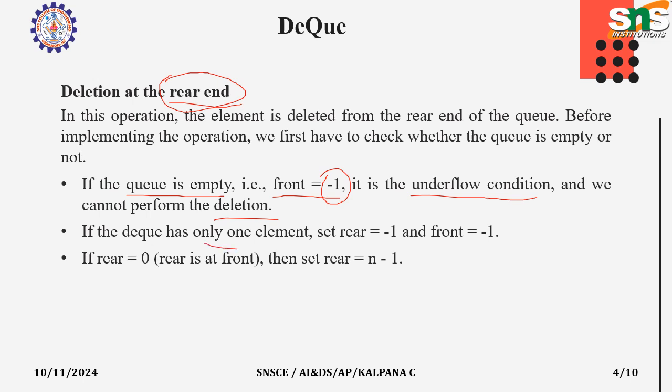If it has only one element, the same thing: if I am going to delete that one element, I have to set my rear and front pointers to -1. So that is our second case. And if rear equals 0, which means rear is at the first location, then I have to make rear equal to -1 because I am going to delete at the rear end. That we will see diagrammatically.